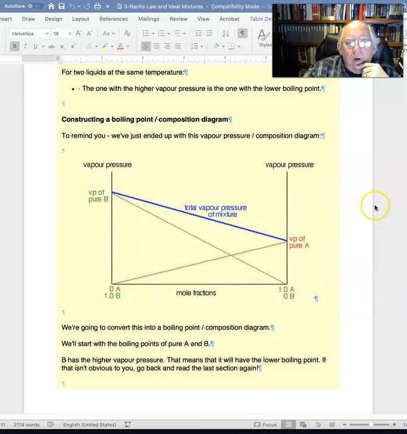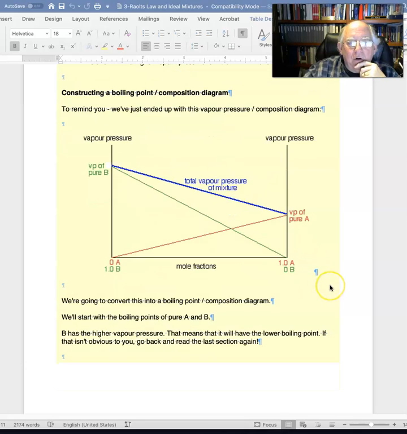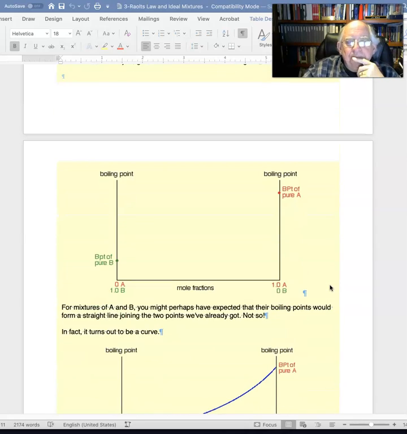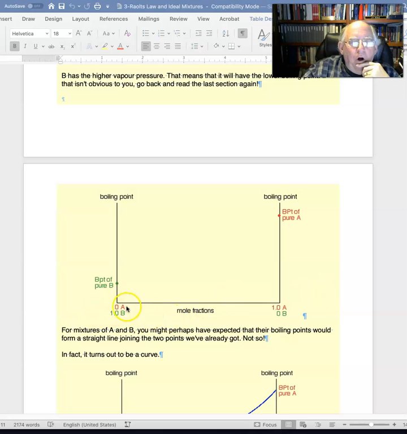And so if we were wanting to replot this curve, we would see that if we had all of A, the boiling point of pure A would be up here, which is less volatile, higher boiling point, lower vapor pressure. Likewise, for pure B, its boiling point would be down here because B is more volatile, has a higher vapor pressure, and therefore a lower boiling point. And so the two endpoints look like that.